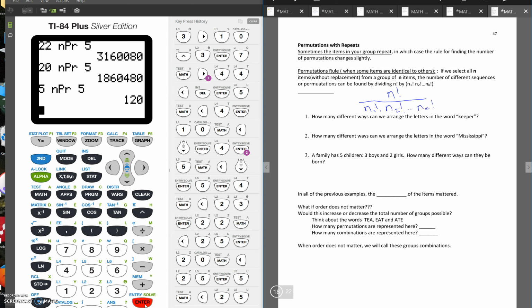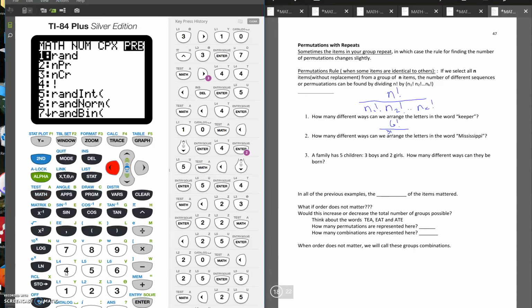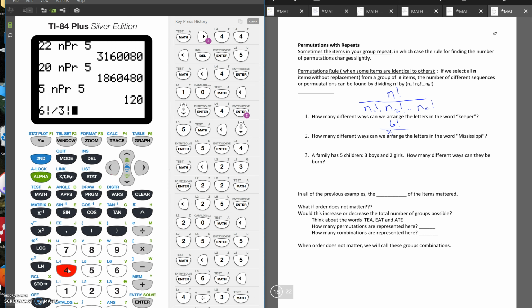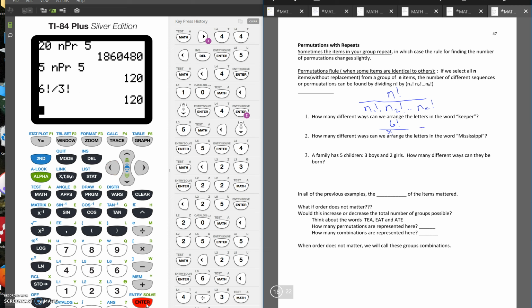So number one here says, how many different ways can we arrange the letters in the word keeper? So we have six letters here, so that's up top. And then the letters that we are repeating, so for example, the E's, we have three E's, so we're going to have three factorial in the bottom. And that's the only thing we have repeating. So we're going to do 6 factorial divided by 3 factorial, which is 120.